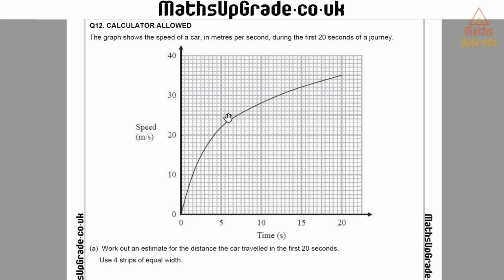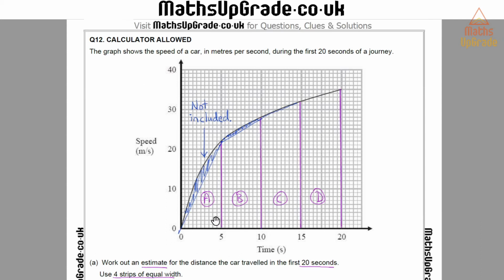We need to find the area underneath the graph, and we're going to use 4 strips of equal width. Since it's asking for 20 seconds, 20 divided by 4 strips, each strip will be 5 seconds wide. We're going to use the trapezium rule. We're going to draw a series of trapezia, or even a triangle here, and find the area underneath each shape.